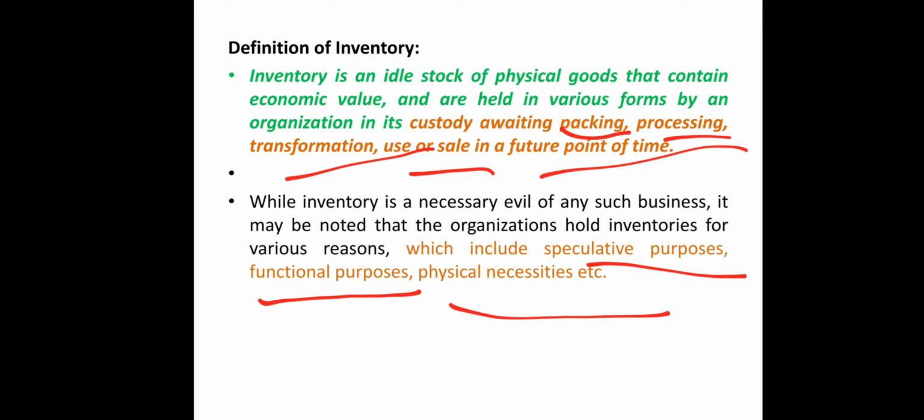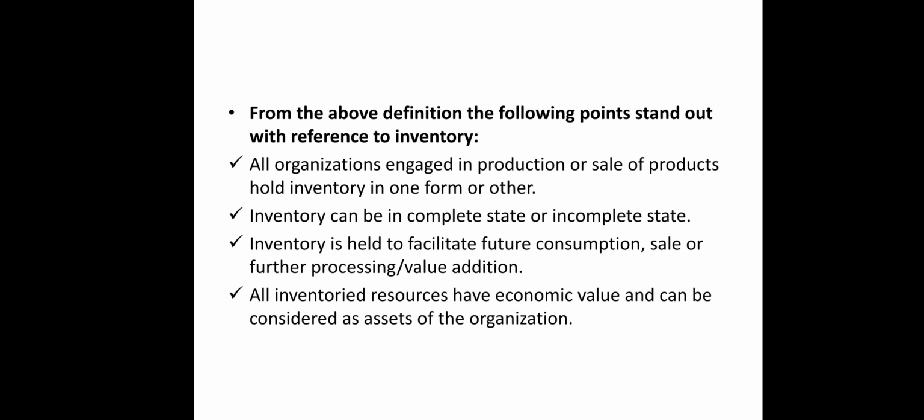So this is about the definition of inventory. From the above definition, the following points can be drawn. The first is that all organizations engaged in production or sale of products hold inventory in one form or another. So every organization in production or sale has an inventory. Another point: inventory can be in a complete state or an incomplete state. It is very obvious. Whatever material they require may be in sufficient quantity or insufficient quantity.